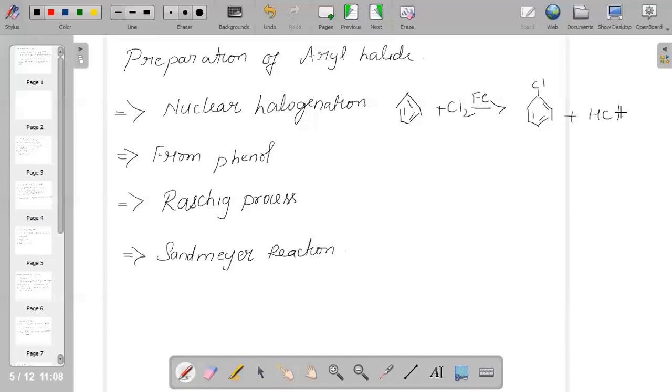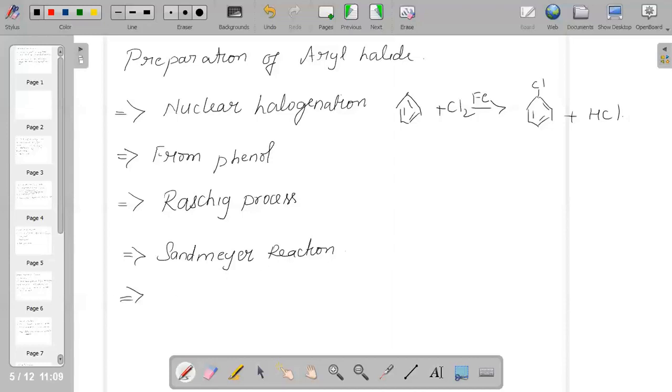And a very famous reaction for the purpose of preparing aryl halide is the Sandmeyer reaction, where we all know that diazonium salts are highly reactive compounds which are used to prepare arene derivatives. It is a very simple method for preparing arene derivatives. That is, diazonium salt is treated with copper chloride, or you can say copper bromide, which will help in the preparation of haloarenes. This method of preparation is called the Sandmeyer reaction.